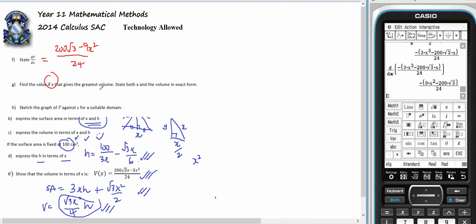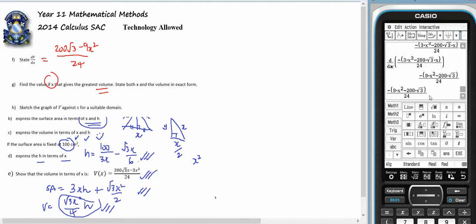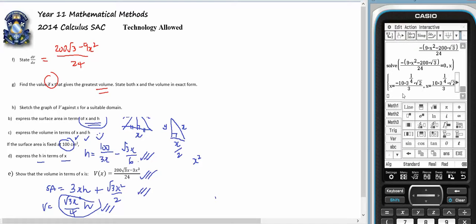Find the value of x that gives the greatest volume. So I'll take this answer, set it equal to 0, and select interactive, advanced, solve for x. Okay. I got a positive answer and a negative answer. I'll take the positive answer, which is this answer here.